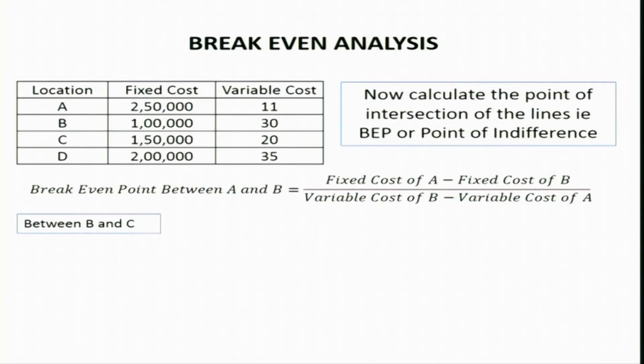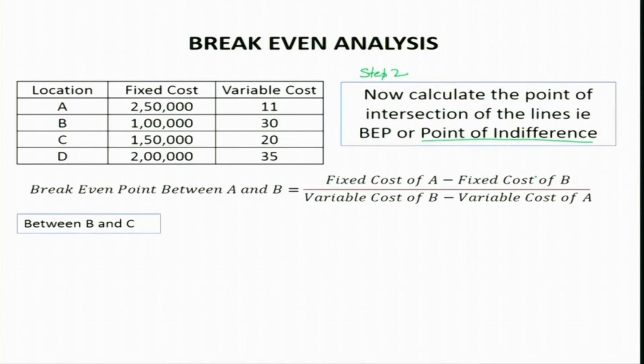Let us see. So, this is step 2 or phase 2, stage 2 of identifying the location. So, now calculate the point of intersection of the lines, that is break even point, or this is also called point of indifference. And how to calculate? Very simple formula. Break even point between A and B is given by fixed cost of A minus fixed cost of B divided by variable cost of B minus variable cost of A.